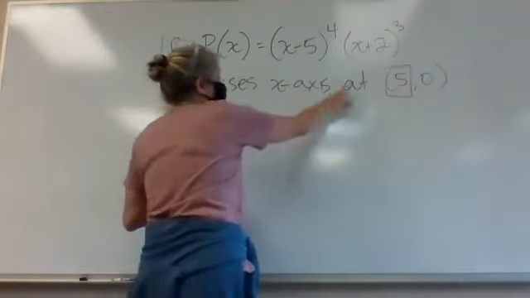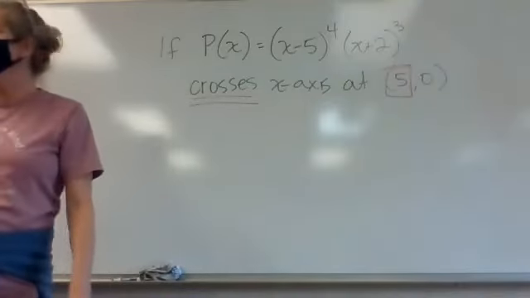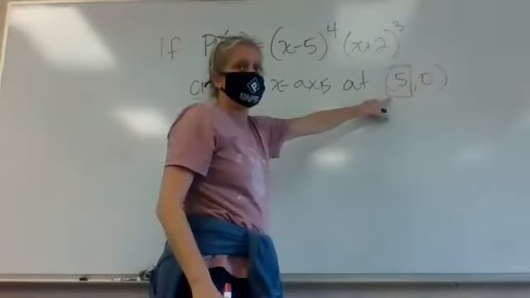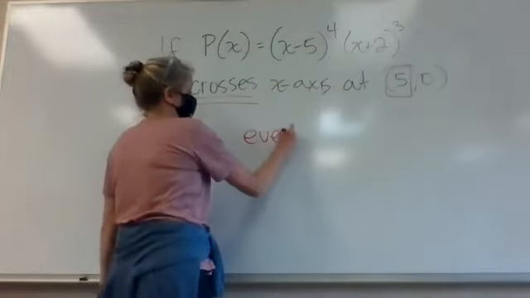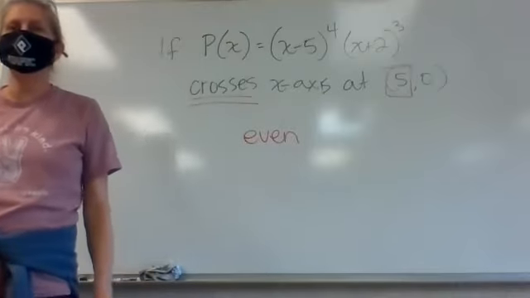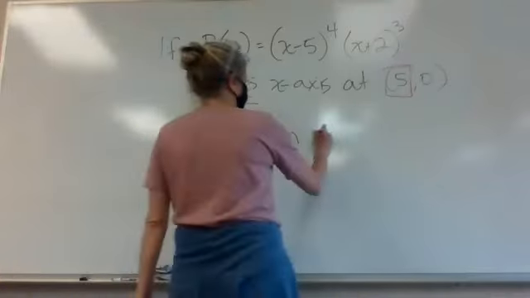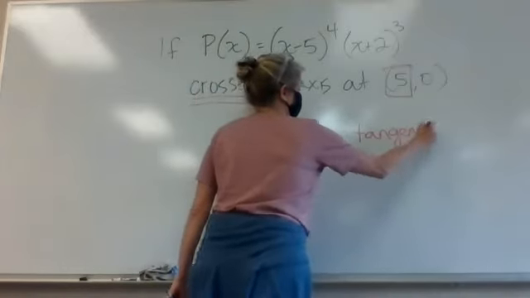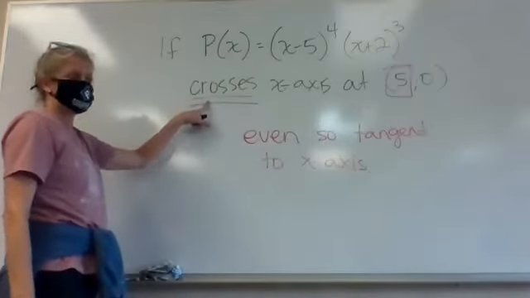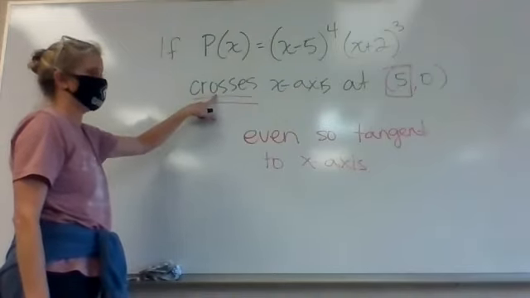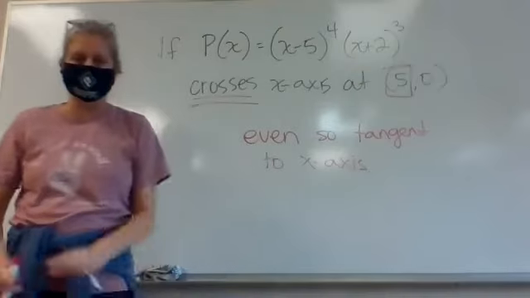So it's saying at this x-intercept, it's going to cross the x-axis, which means I need to look at the multiplicity of this x-intercept. So its multiplicity is what? 4. Its multiplicity is even, which means what about its x-intercept? It is tangent, right? Not crosses, tangent. So that one would be false because it doesn't cross the x-axis at 5. Its multiplicity is even, which means it's tangent to the x-axis at 5.